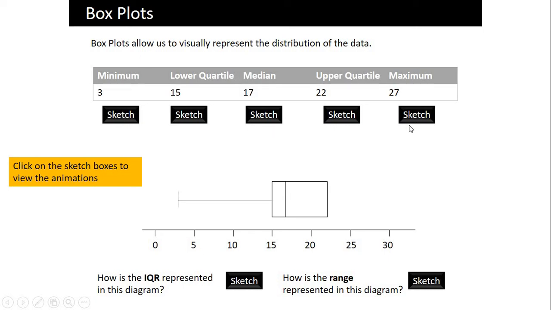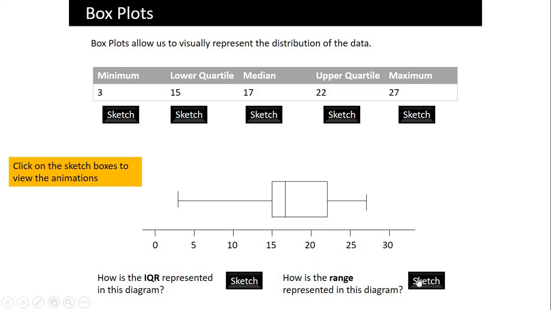So the minimum was 3. The maximum is 27. Notice these lines are not as long as the lines for the lower quartile, median and upper quartile. They're about half the length, and we generally draw it within the middle of the box. But again, no hard and fast rule, you just want it to look like the diagram we've got here. And then we join these up to the box, which is why sometimes you'll see that it's called a box and whisker plot.